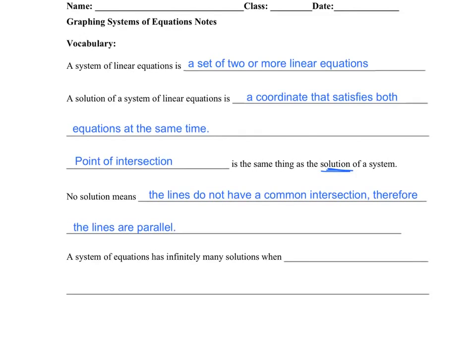When there's no solution while graphing a system of equations, the lines do not have a common intersection. Therefore, the lines are parallel. A system of equations has infinitely many solutions when the equations are exactly the same. They are equal. So let's look at some examples of different kinds of systems of equations.